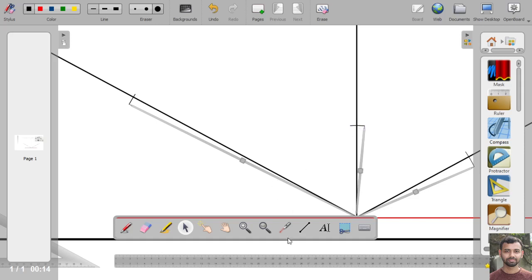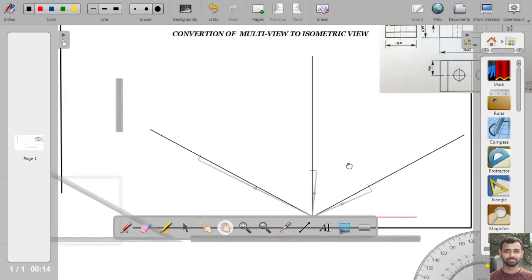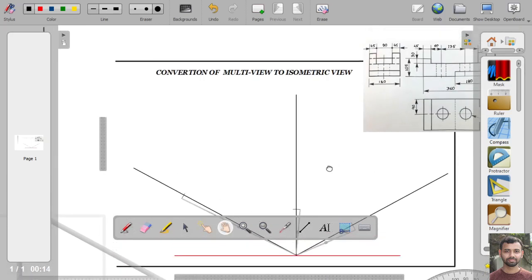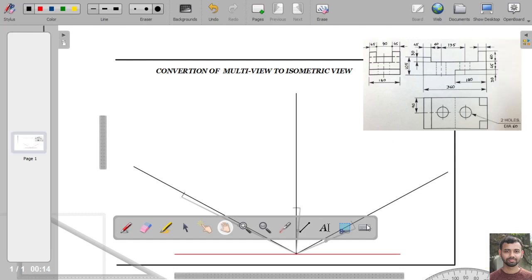Okay, so up to this point, this is the total box we have already made. This dimension is 180, this one is 360, and this upper dimension is 135. So all the dimensions we have made.